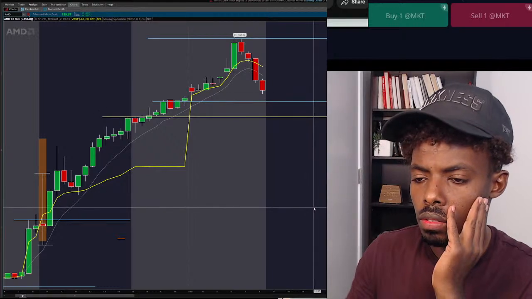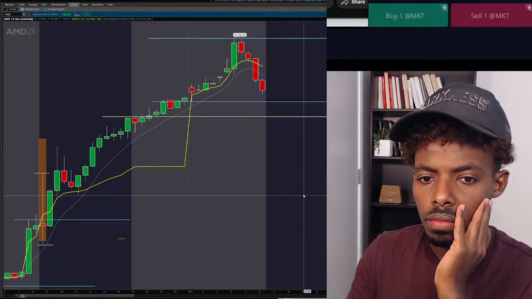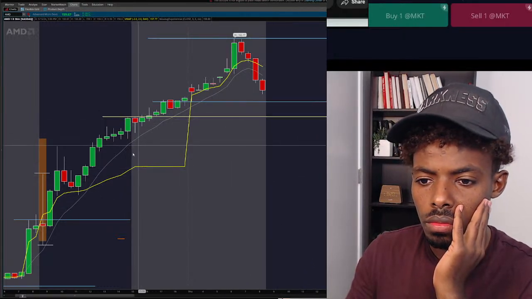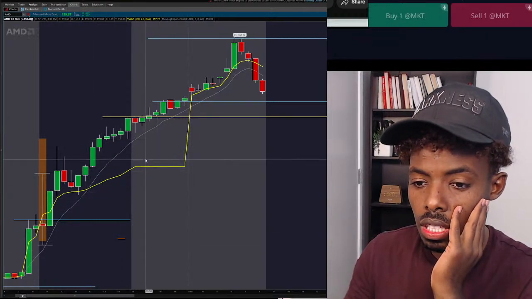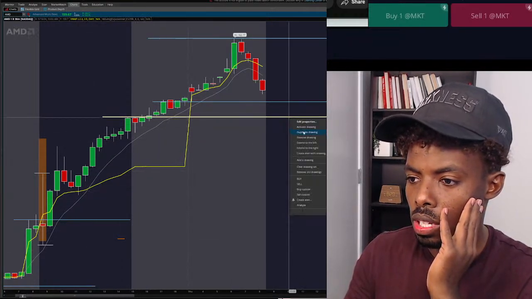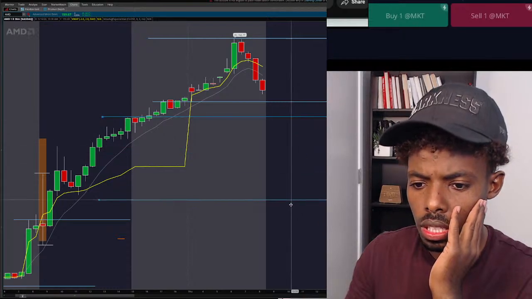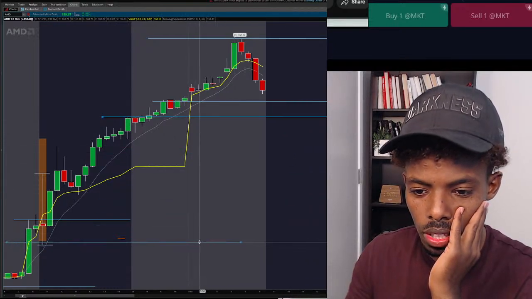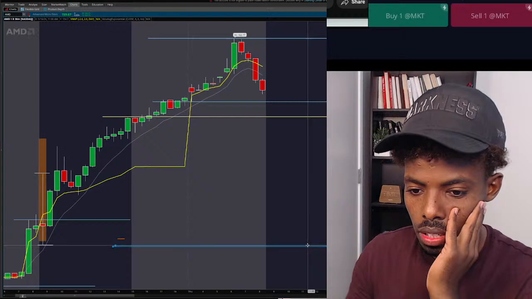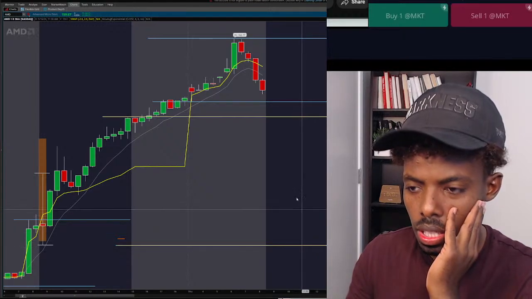Done, just like that. All right, and then the low of yesterday. Let's do that as well. Let's go ahead and duplicate that. Go all the way down here. Look at that. This is the low right here. Wow, what a range, right? So we'll see how it does today.